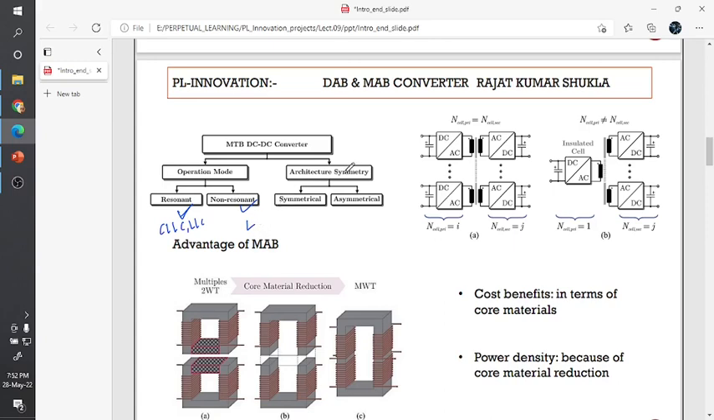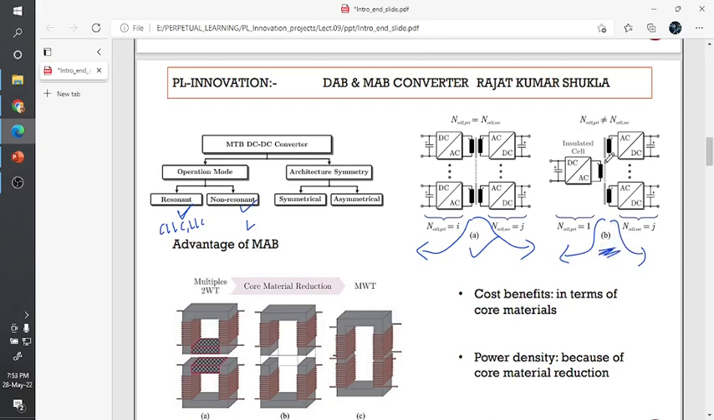Okay, and for architecture symmetry, it means the symmetrical and unsymmetrical type. Symmetrical means that in the transformer, this area is the primary side and this area is the secondary side. The number of H bridges on the primary side windings should be equal to the secondary side. This is called a symmetrical multi-active bridge converter.